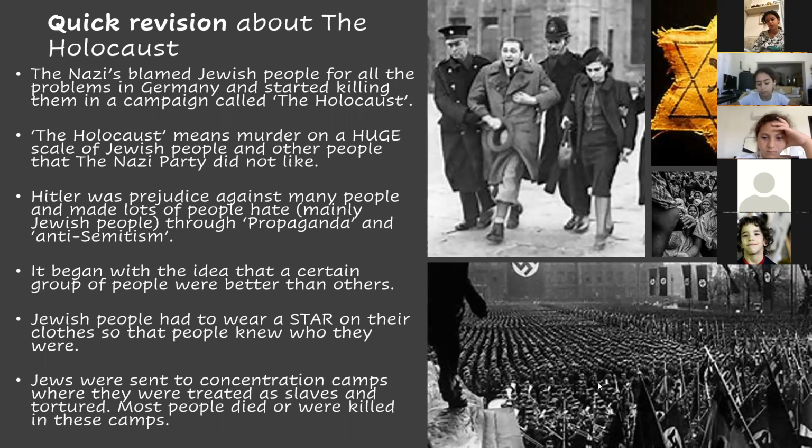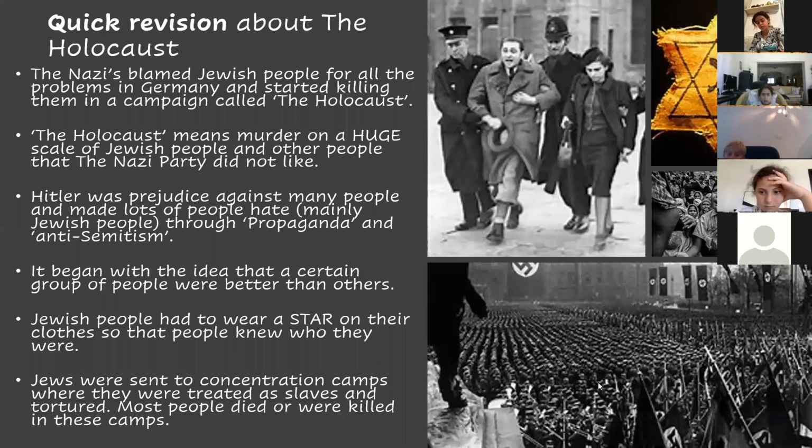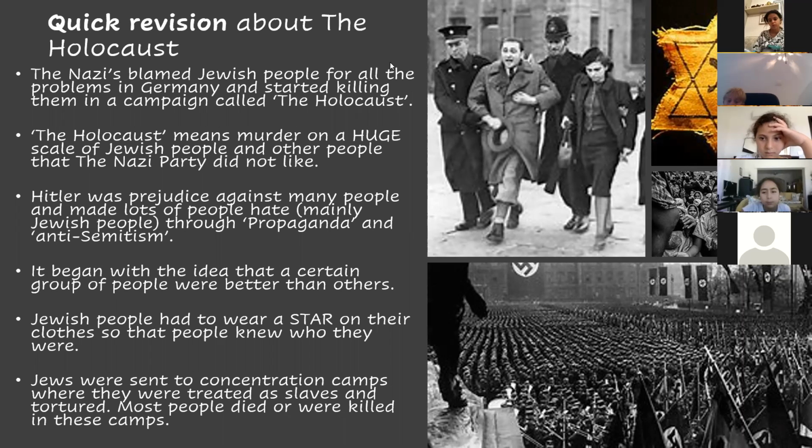And the Jewish people, as we touched on in the last lesson, were sent to concentration camps where they were treated as slaves. Not only this, they were also tortured. They had to do so many exhausting things, loads of hard work, and most people died or were killed in these concentration camps. It was a very, very sad, horrific time. Any questions before the next slide?